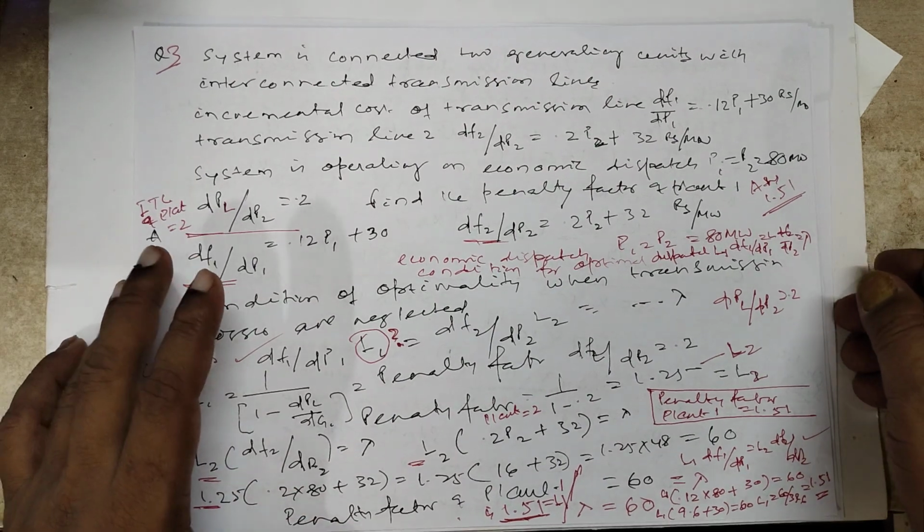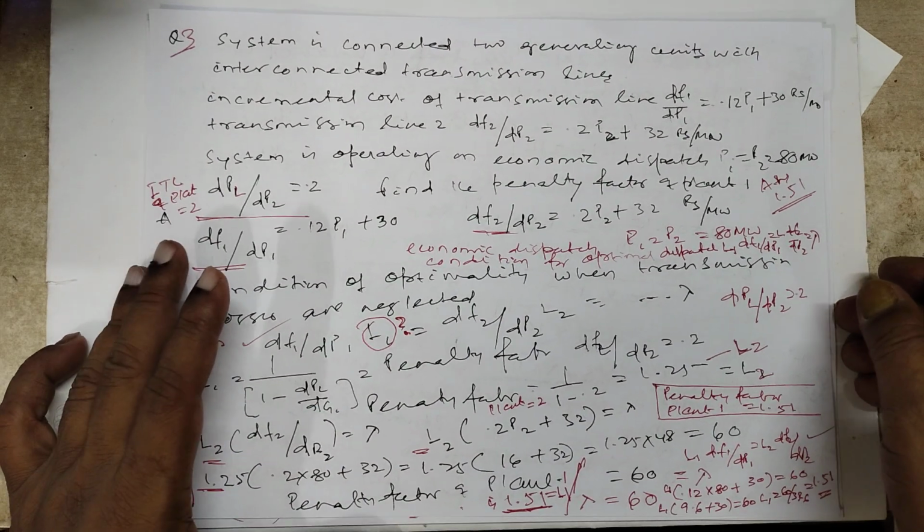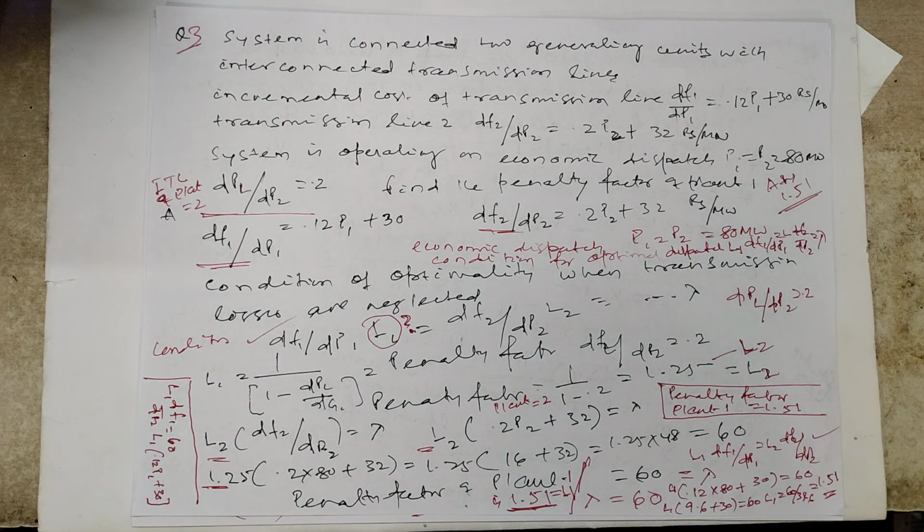Here also the problem depends on the penalty factor, because in the penalty factor we take loss of the transmission line into consideration. In penalty factor, the factor by which the incremental cost of power produced by the plant must be multiplied to account for the transmission losses. So it is defined as the ratio of power generated by the plant to the actual power demand of the load being met after meeting the transmission loss.